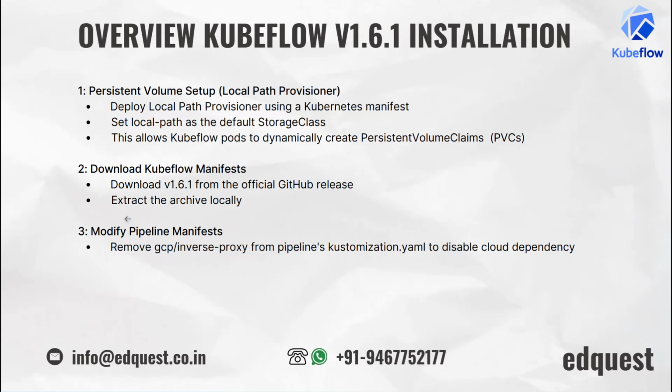Now the third step is to modify the pipeline manifest. To do this part, we have to remove GCP/inverse proxy from the pipelines customization.yaml file. This file comes from the previously downloaded and extracted files. This will help us to disable cloud dependency.